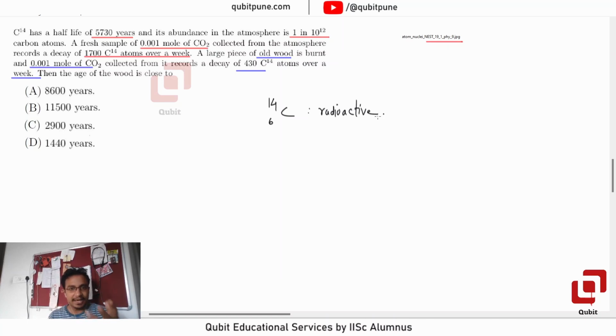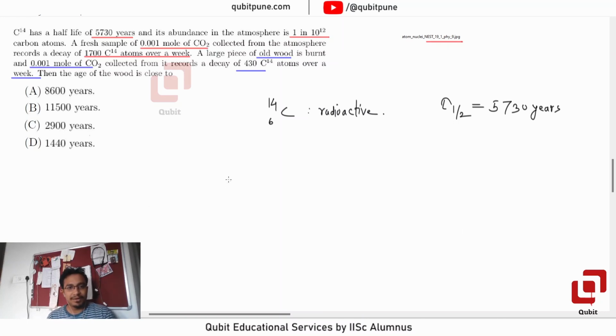Its proportion in the atmosphere over a much longer time scale can be assumed to be constant. So what it was, let's say 10,000 or 20,000 years ago, we assume that it still is the same even today. Now what is the half-life? Half-life of C14 is given to be 5730 years. Now look, there are two samples.